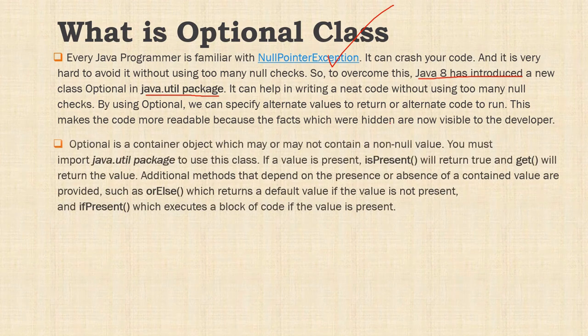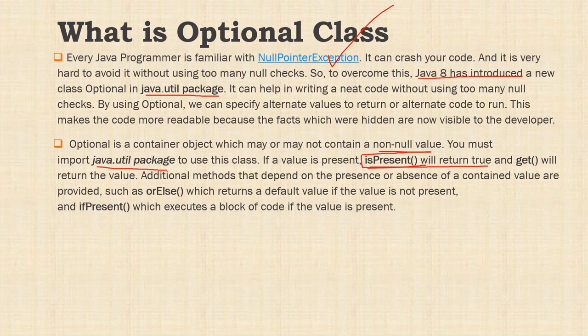Okay, Optional is a container object which may or may not contain a null value. It may contain null, it may not contain null, so you must import the java.util package, where it is available. While working, if a value is present, then isPresent will return true. It is one of the non-static methods of the Optional class. So if a value is present, it will return true.